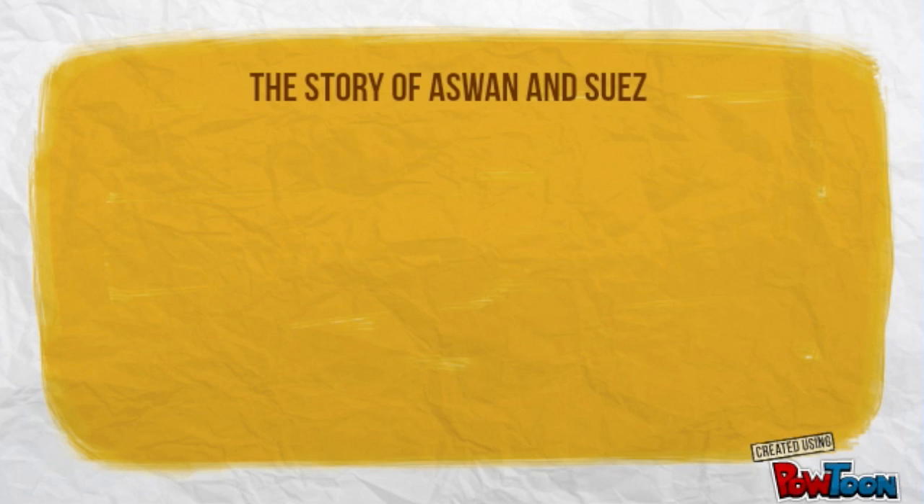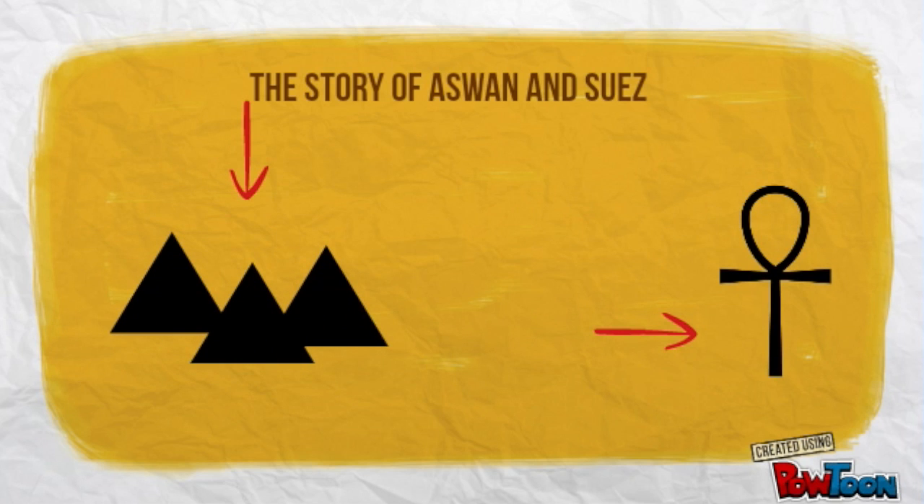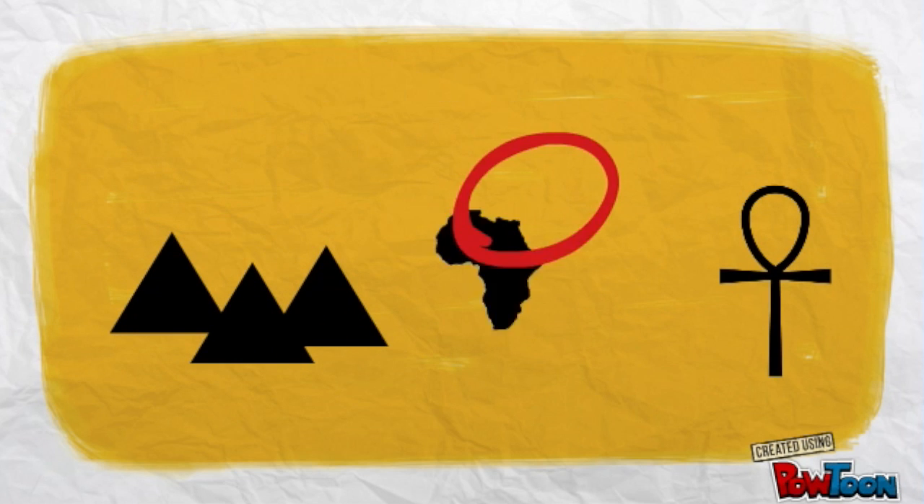Hello, boys and girls. Where is the Suez Canal? Where's the Aswan Dam? Anyone? They have the pyramids, that Ankh should help. It's in Africa, 30 degrees north, 31 degrees east.